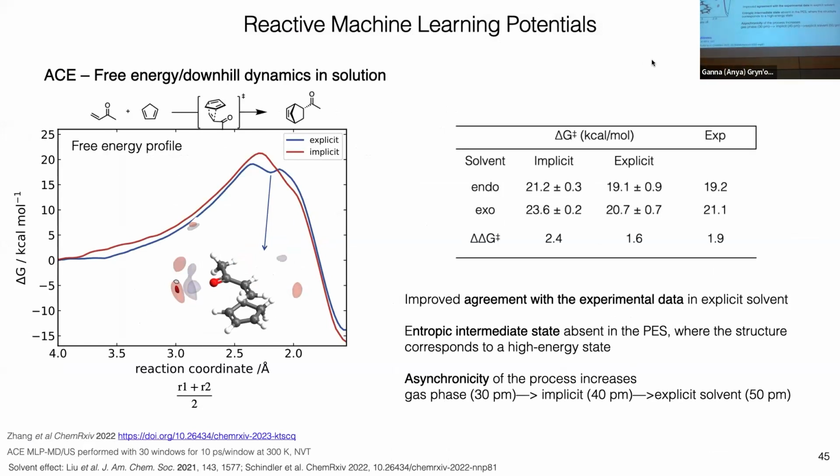We have a closer agreement to the experimental results here, but also we can see the asynchronicity of the process as we go from gas phase to implicit to explicit solvation. So the timing of this asynchronicity between the first bond that is broken, the formed one, and the second one. In this case, the solvent effect that we saw between methanol and water can be explained because of the hydrophobic effect that you see in the system. You really form a cage, and the volume of the cage that you form, you can monitor that and see how it's changing during the reaction.